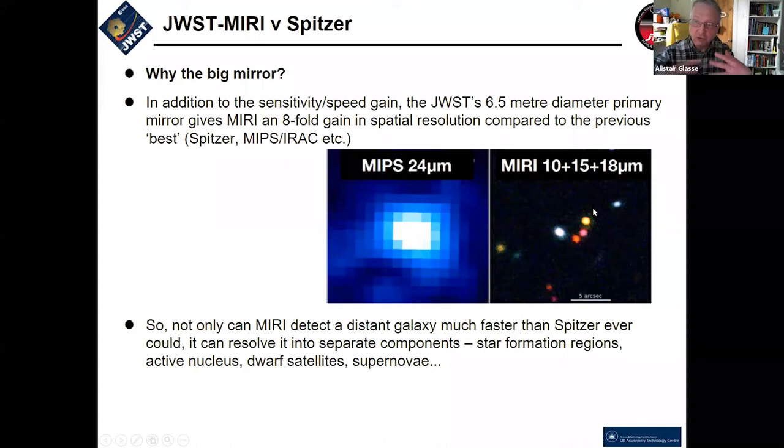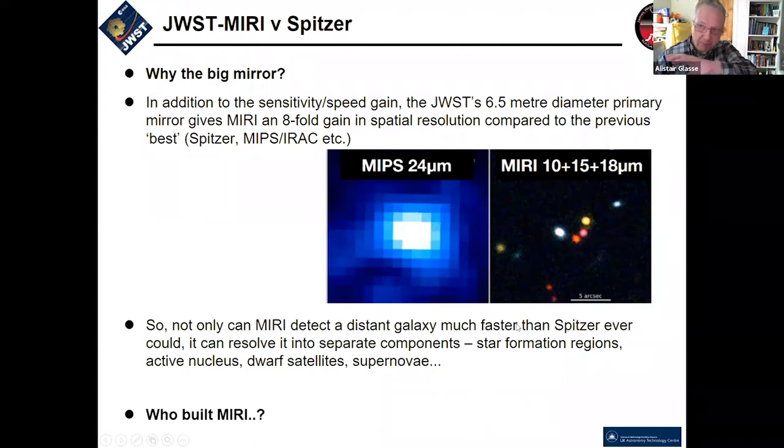The other thing that we can do with MIRI and with NIRSpec as well in the near infrared is take this light and split it up into spectra, which are equivalent to having 5,000 images, each one of which is at a slightly different wavelength, slightly different color. And it's those spectra which give you the fingerprints of the real chemical components of the objects you're looking at.